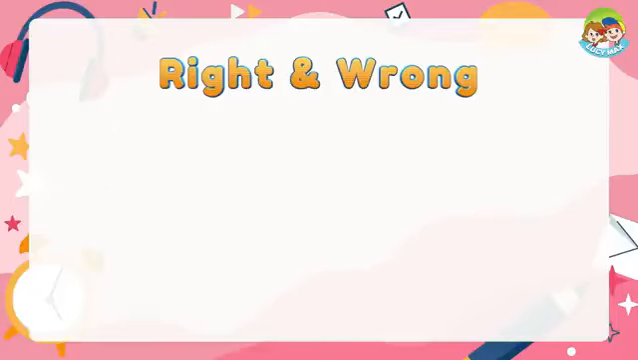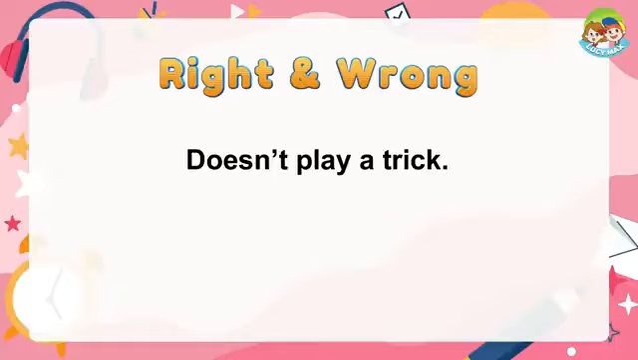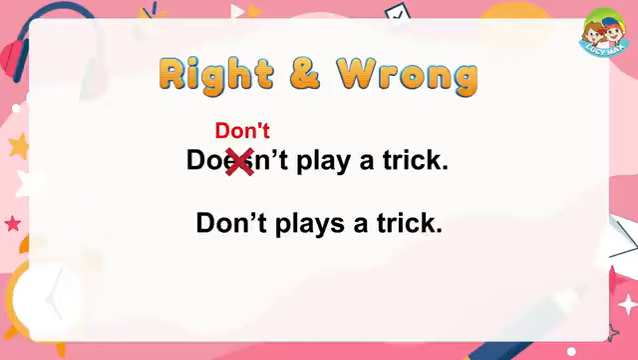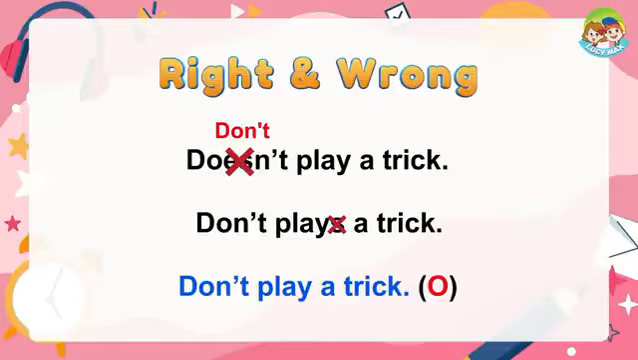The next one says, doesn't play a trick. We use don't for negative, not doesn't. The next one says, don't plays a trick. There should be no S on the verb plays. The correct sentence is, don't play a trick.